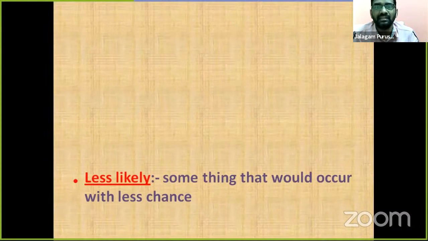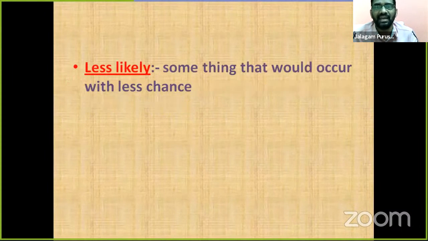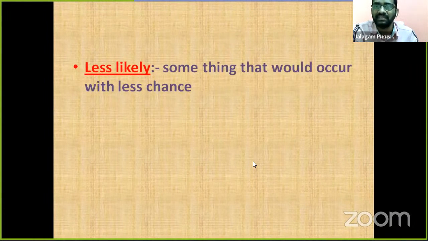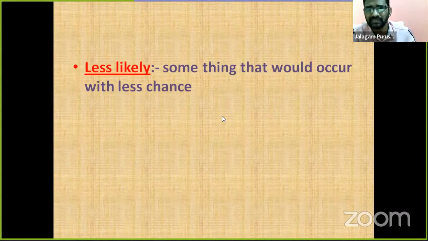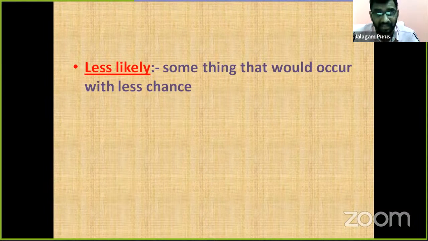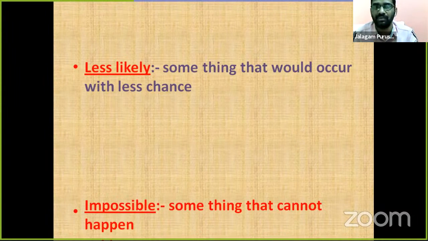And here another word, less likely. Less likely means something that would occur with a less chance. The chance is less. So these types of words, less likely, equally likely, certain, are related to probability. These words can quantify, or we measure them, in probability.